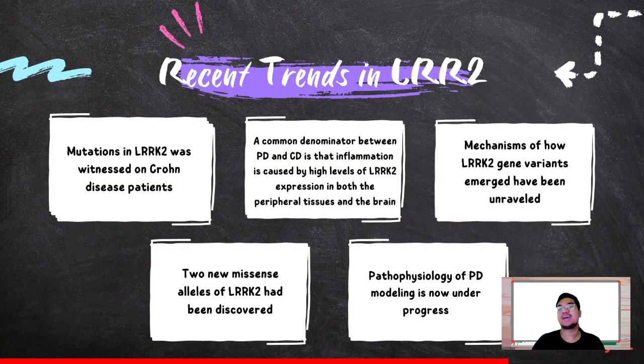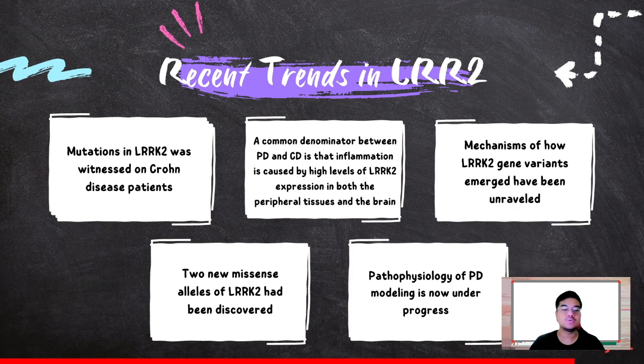Moving on to the relevance of LRRK2 mutations in the field of molecular medicine. Recently, researchers have found similarities between inflammation occurring in both Parkinson's and Crohn's disease patients. Their LRRK2 gene expression was high in the peripheral tissues and the brain, so mutations in LRRK2 were also found in CD patients. Further research has also unraveled LRRK2 gene variants, two of which are missense alleles.